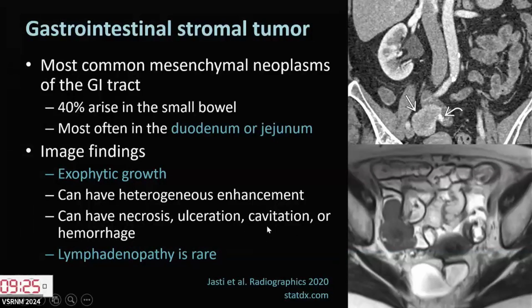It will become very heterogeneous. And very importantly, lymphadenopathy is very rare. So if we see lymphadenopathy, then a gastrointestinal stromal tumor is less likely.